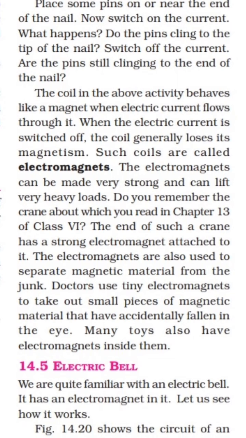And when the electric current is switched off, the coil generally loses its magnetism. When you switch off the current, the electric current is cut off, and that's why the coil loses its magnetism. Such coils are called electromagnets, and electromagnets can be made very strong and can lift very heavy loads.